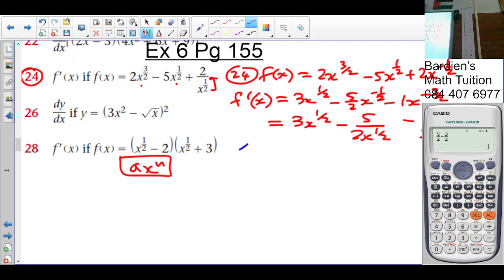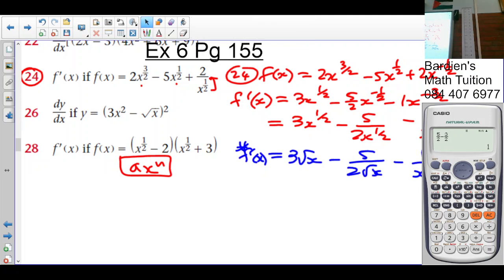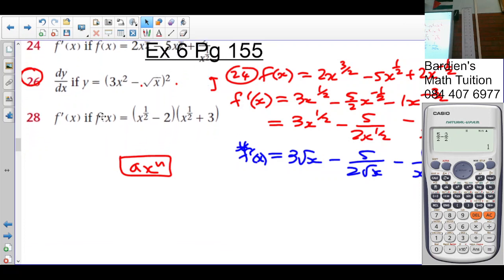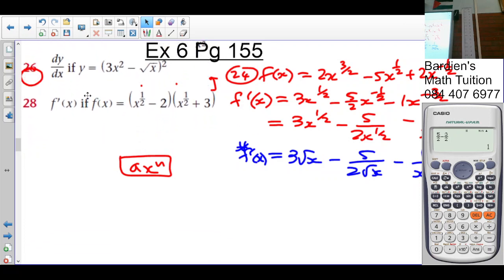Again, you don't have to write this in radical form, but f prime of x could also be written as 3 root x minus 5 over 2 root x minus, there's 1 whole x there, so it's x root x. Okay. Number 26. Number 28.